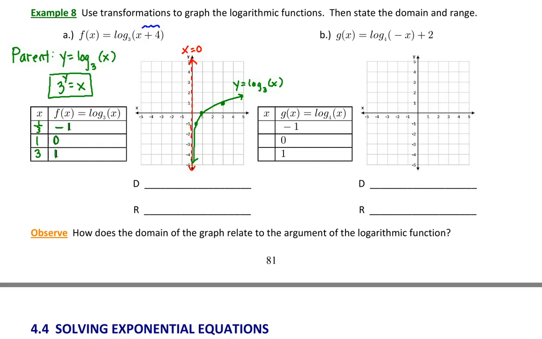Notice we're adding a number inside the argument. That's a horizontal transformation to the left. So we're going to move our parent function left by 4 units. I'm going to start by moving that vertical asymptote. If we move that vertical asymptote left by 4 units, it's going to end up here at x equals -4. Then we can move all of those original points left 4 units.